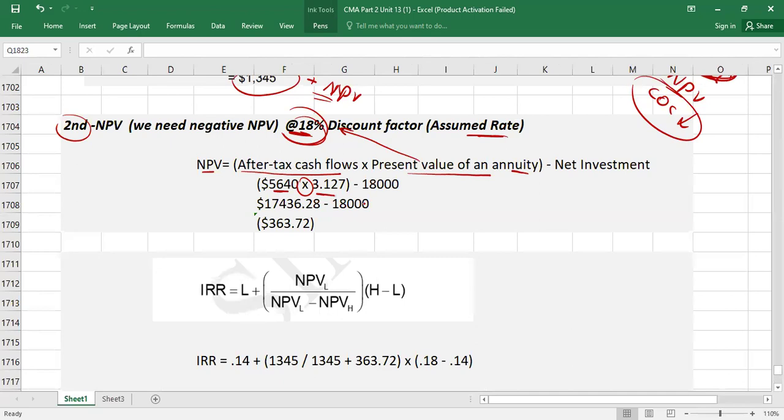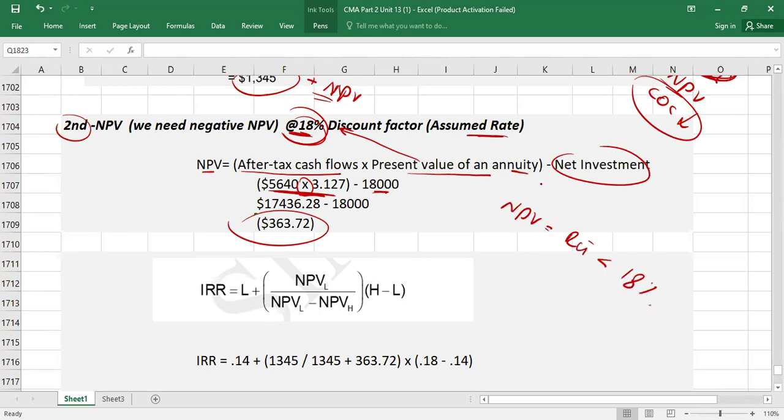3.127. So this will give you present value of inflows. From there, you will deduct what? Net investment, which is 18,000. So now you got negative NPV. Now, please remember, negative NPV implies that our return is less than cost of capital. It means our return is less than 18%.